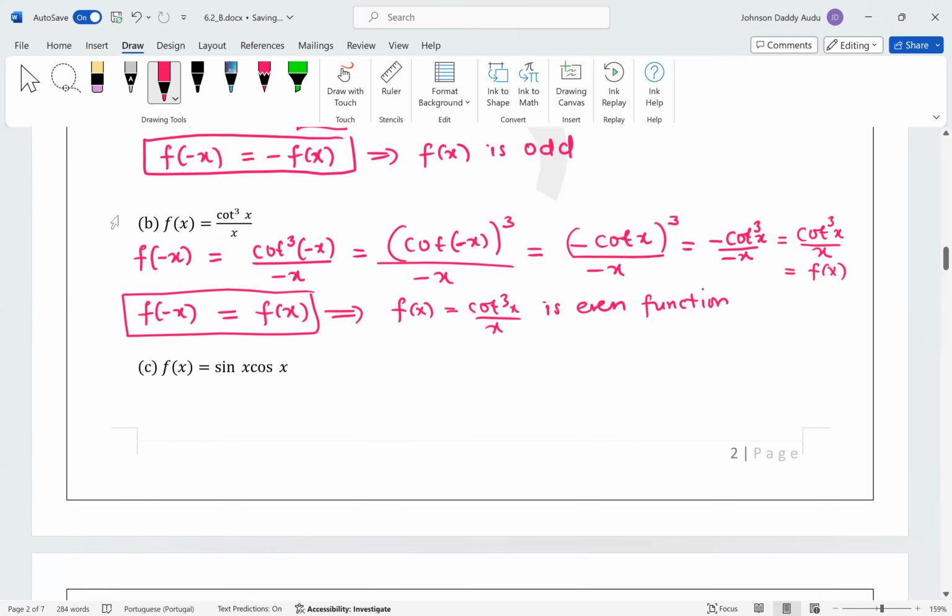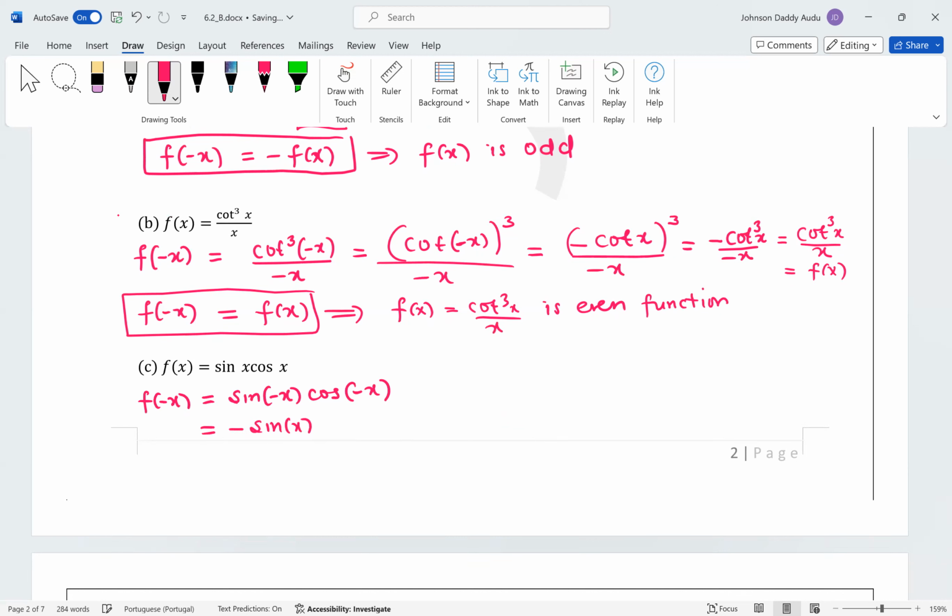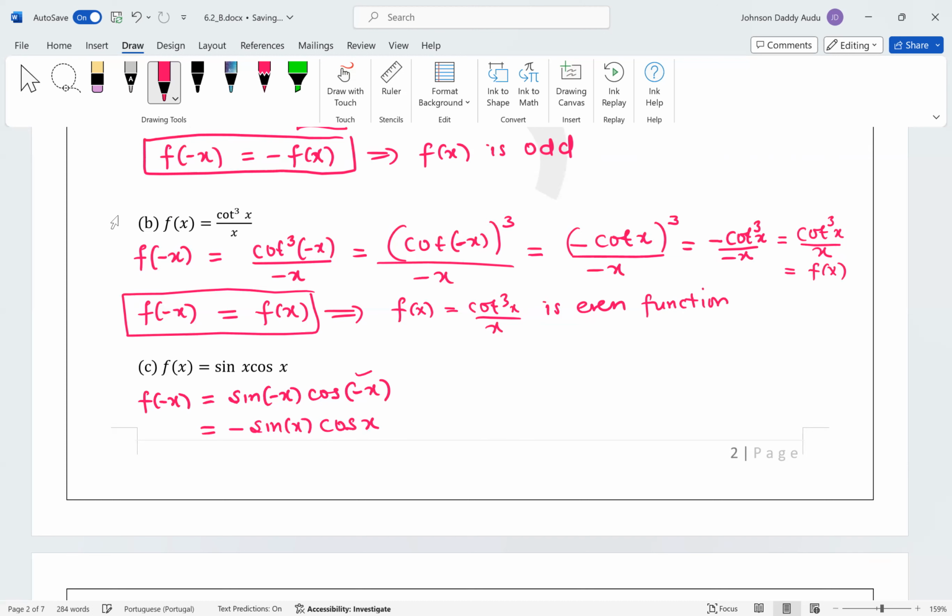Okay, then C, also we start with f of minus x. This is going to be sine of minus x, cosine of minus x. But sine of minus x is going to be minus sine of x. Well, we know cosine is even, so the minus will not survive, so it's just cosine of x. And this is just going to be minus, but this is our f of x, right? So we have f of minus x equals minus f of x. And this means that f of x is odd.